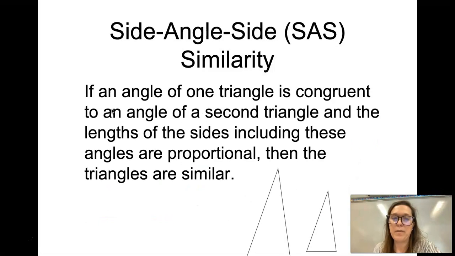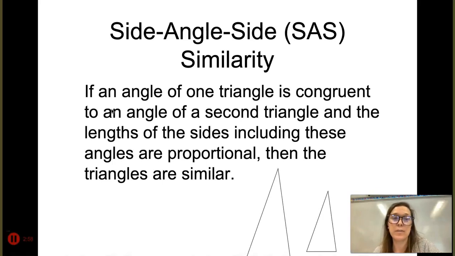Okay, and then the third one we have is side, angle, side, which we've seen before, but again, we're dealing with proportional sides and not congruent sides. So if an angle of one triangle is congruent to an angle of a second triangle and the lengths of the sides including these angles are proportional, then the triangles are going to be similar.